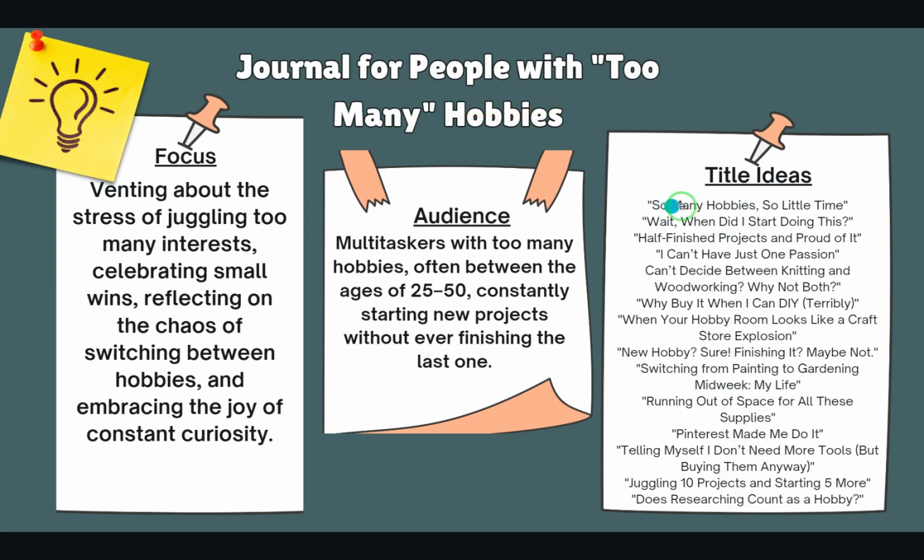So here's an example: so many hobbies, so little time. Wait, wait, when did I start doing this? Okay, so I can't have just one passion. So this can be used as a title, like we've seen that example on Amazon. So these are some of the things that these people have on their mind, and you can use any of these title ideas as your journal cover. Does researching as a hobby, that is also a very good one. Okay, switching from painting to gardening midweek, my life. Okay, so these are good examples.